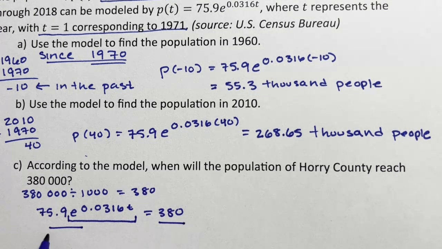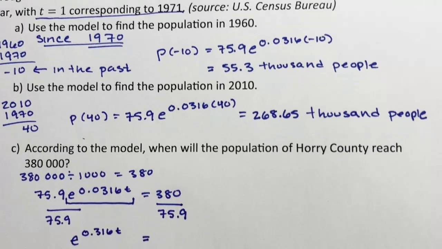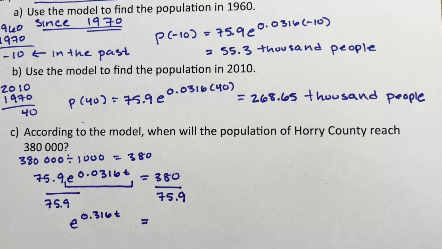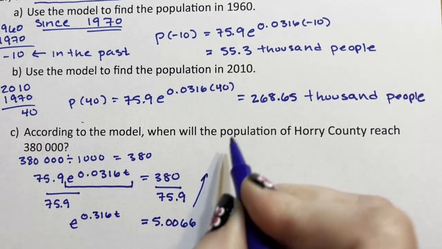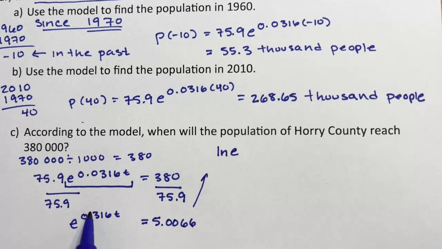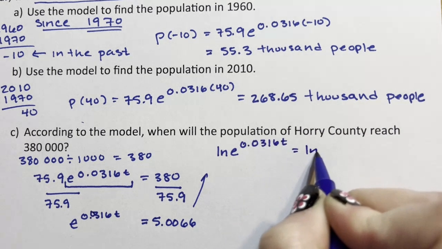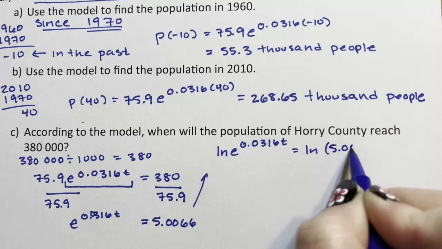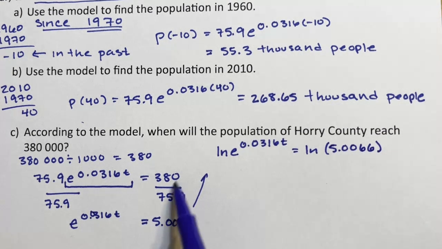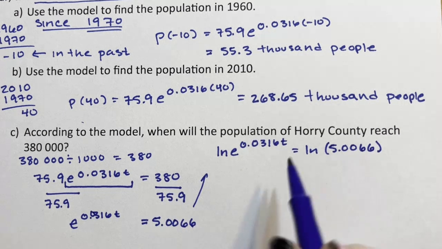So I'm going to divide both sides by 75.9 and get e to the 0.0316 t is equal to 5.0066. Now, because this is an e, the inverse of e is natural log. So I'm going to take the natural log of both sides. Natural log of e to the, see, I missed a 0. It happens. E to the 0.0316 t equals natural log of 5.0066. This, I wouldn't clear out of my calculator. I would just hit natural log of answer. These cancel.